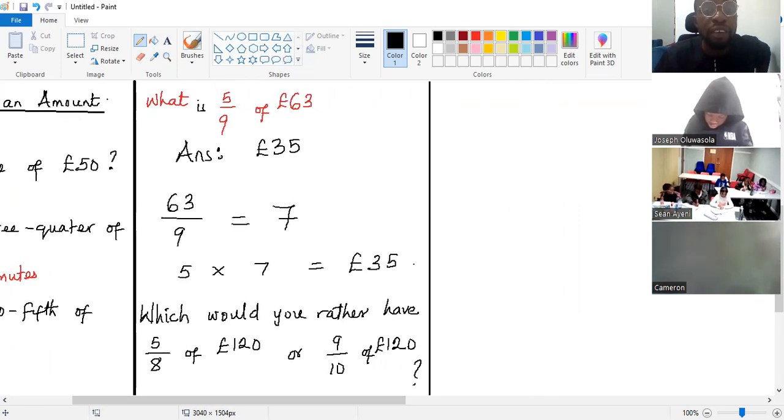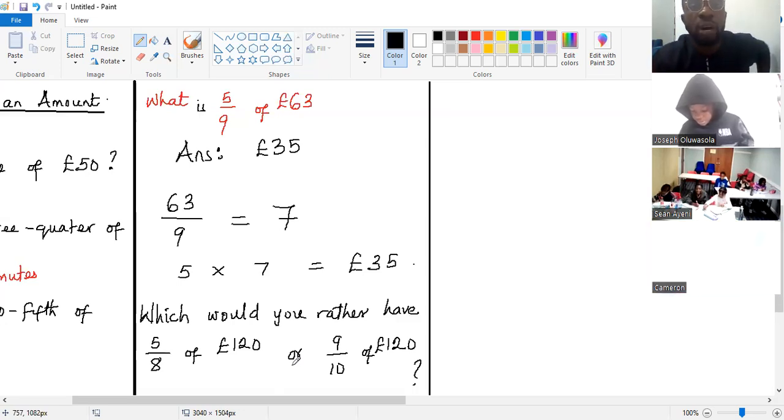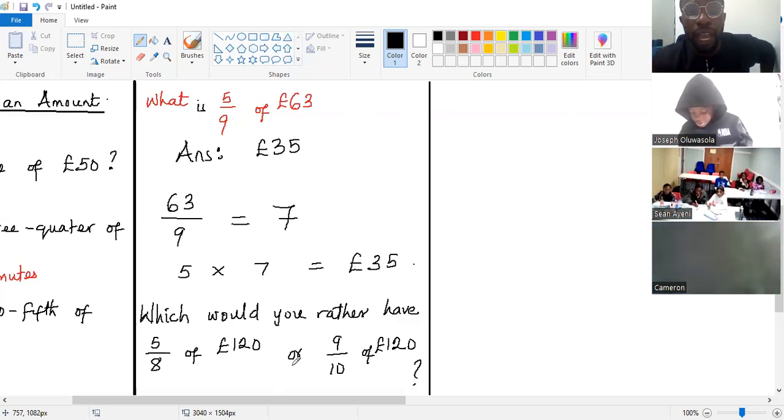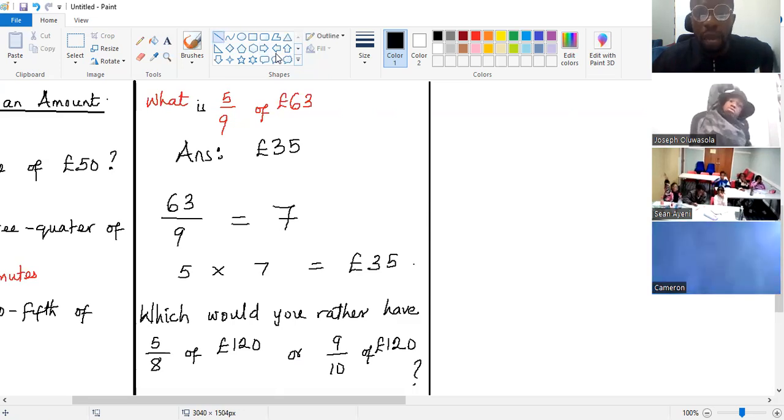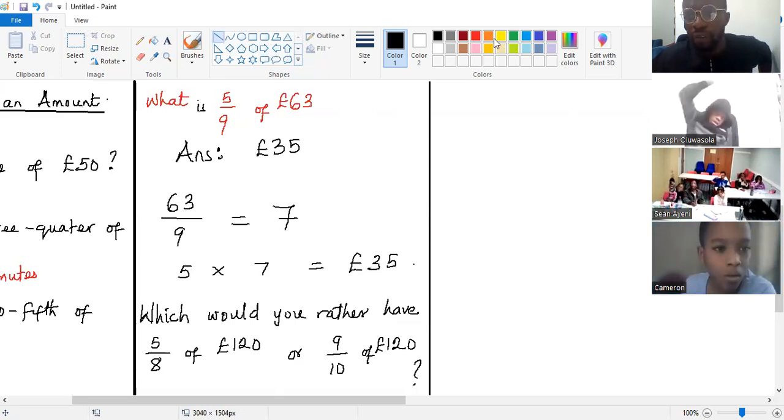So guys, listen up. I believe that somebody will take the bigger money, right? Which would you rather have? 5/8 of 120 pounds or 9/10 of 120 pounds? I think somebody will want to go for the bigger money. Let's see how to get the bigger money. Everyone, pay attention. Let's work it out together.